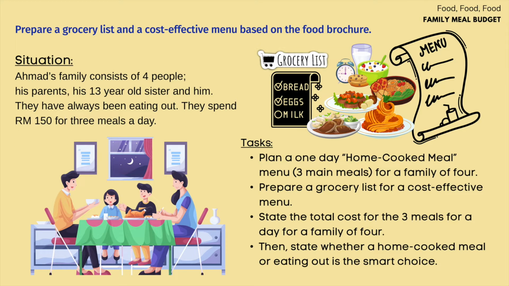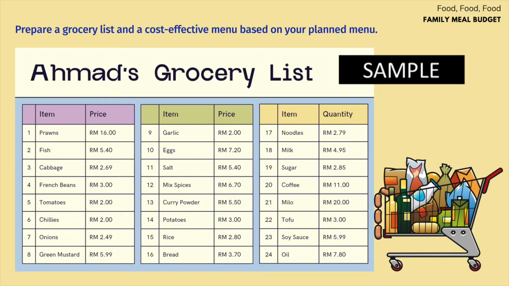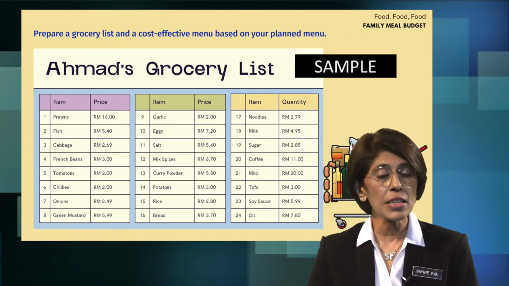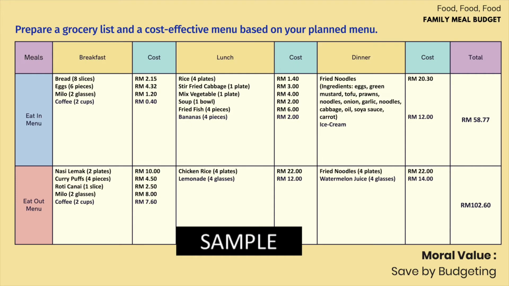Pupils plan a healthy home-cooked menu for a day, which is 3 meals for a family of 4 and a grocery list that is cost-effective for that menu. Pupils refer to the chart on display for choice of food and price. Teacher displays a blank sample of a menu and a grocery list. Pupils complete the task of preparing a grocery list for a cost-effective menu for a family and present it.